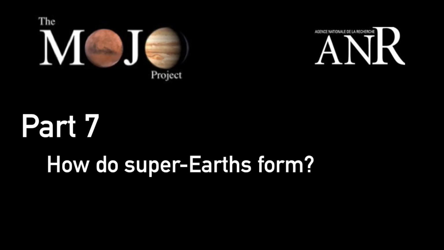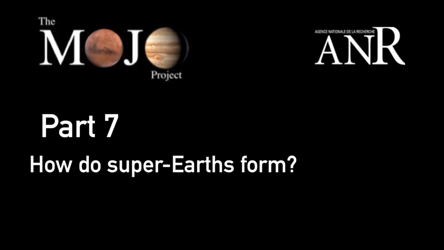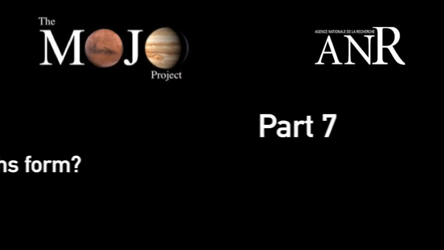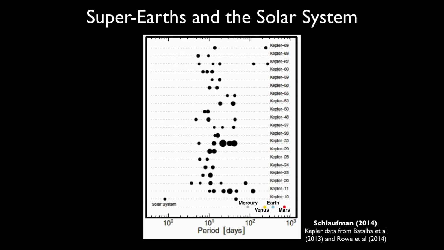And they're on orbits that are generally much closer to their stars than the terrestrial planets are to the sun. So their years are typically measured in days, or 10 days, or 50 days, much shorter than the 365 days that it takes Earth to go around the sun.